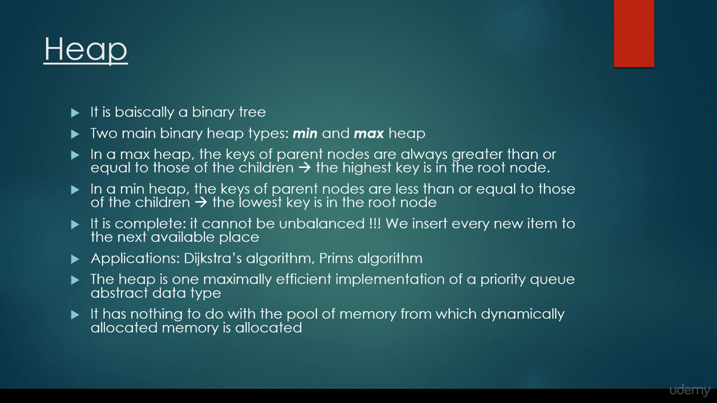So two main binary heap types are out there, the minimum heap and the maximum heap. In a maximum heap, the keys of parent nodes are always greater than or equal to those of the children. So it means that the highest key is in the root node. In a minimum heap, the keys of parent nodes are less than or equal to those of the children. It means that the lowest key is in the root node.